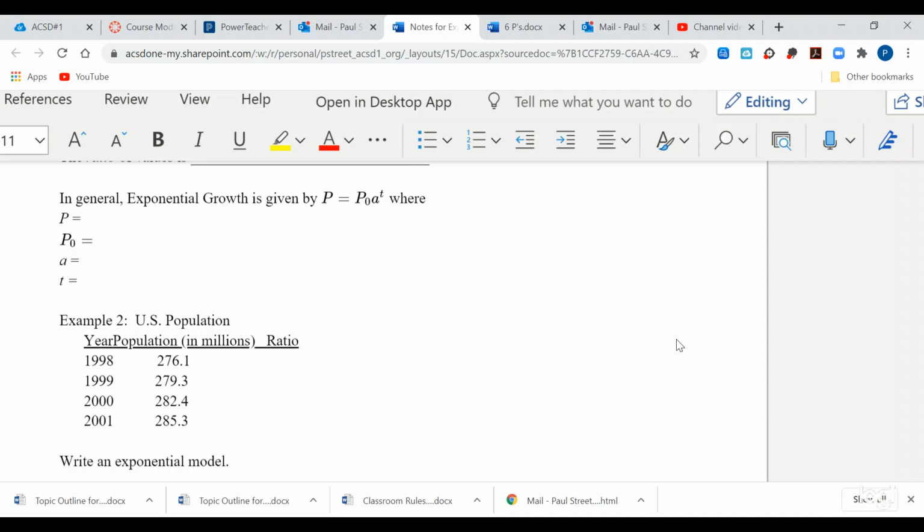And the little a there is 1 plus r. First it's the base of the exponential, but you're exactly right. It holds that percent increase or decrease, so that a is equal to 1 plus r. And then the little t is the number of years, and in our particular example, it's the number of years after the year 2000, but that will vary from one problem to the next.